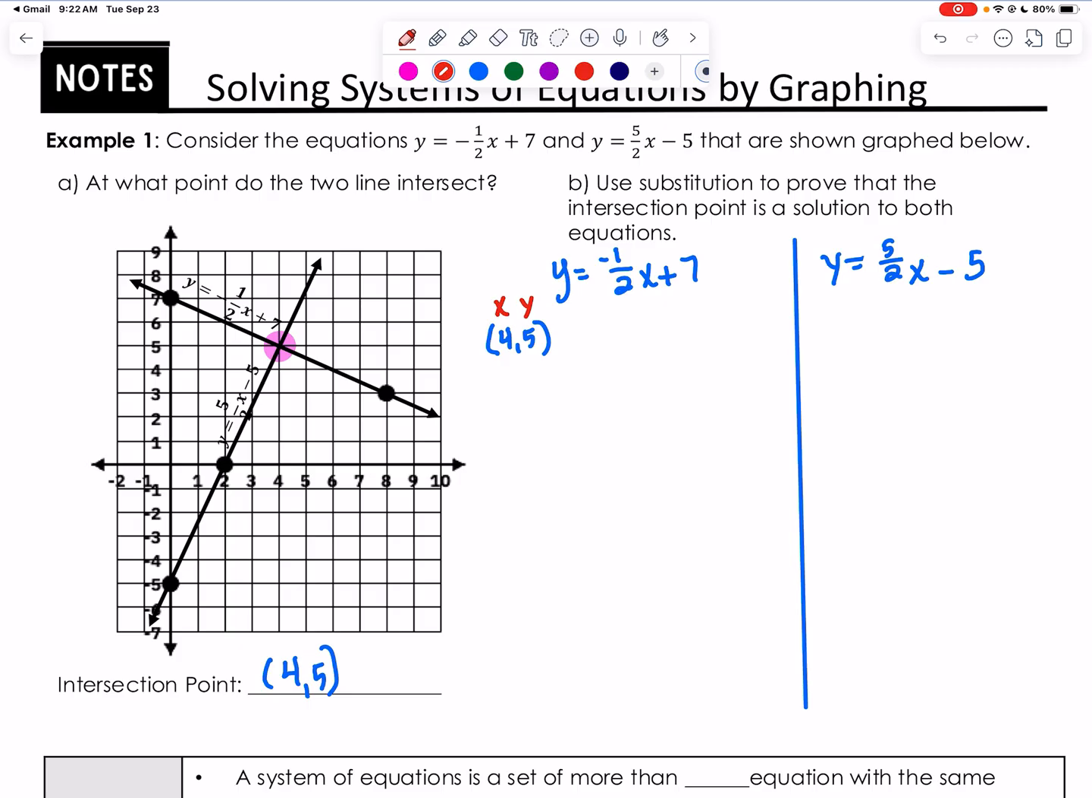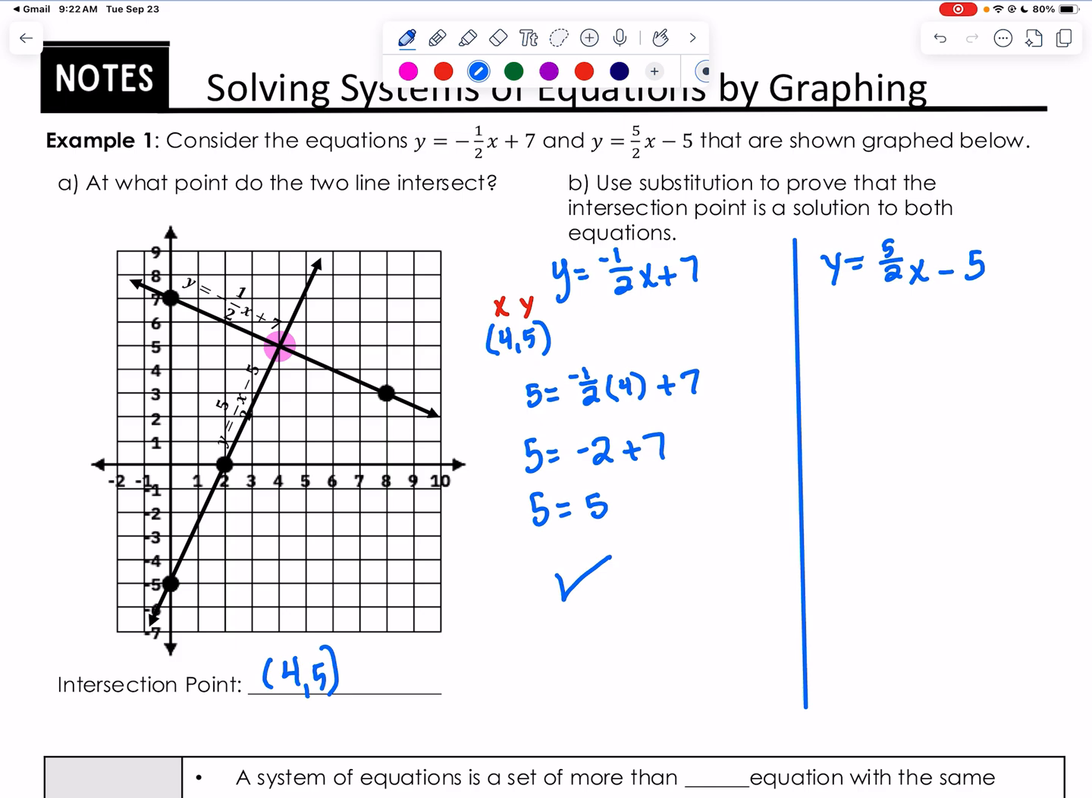So I'm going to plug these 2 points into my first equation. So instead of writing y equals, I'm going to write 5 equals negative 1/2 x, and instead of x, I'm going to put in a 4 and then plus 7. And then we're going to evaluate that. So negative 1/2 times 4 is negative 2. So 5 equals negative 2 plus 7, which is indeed 5. So 4, 5 is a solution to my first line.